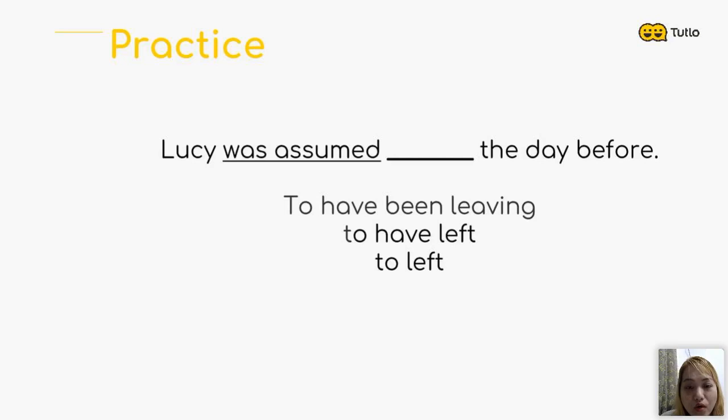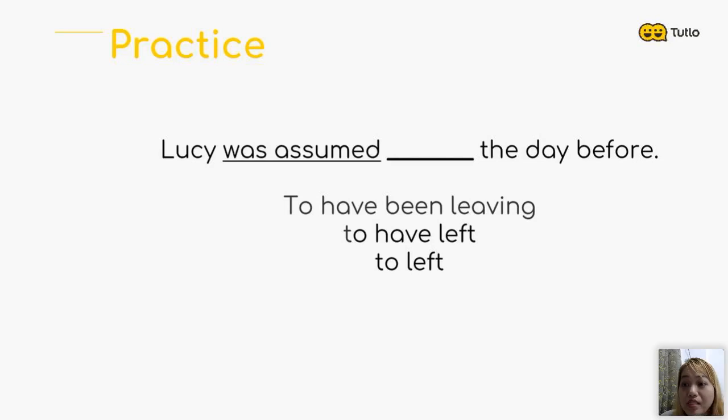Lucy was assumed blank the day before. What do you think? So take a look at the main verb. The main verb in the sentence is was assumed. So what infinitives are we looking for in here? Yeah, it refers to a time before that of the preceding verb.